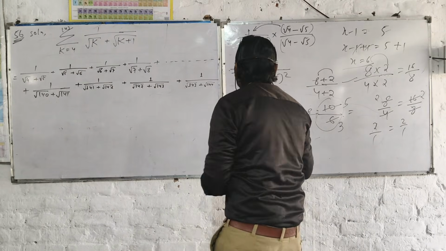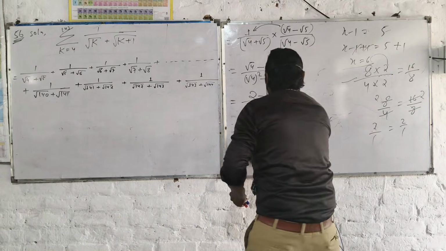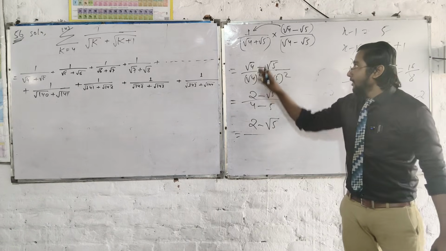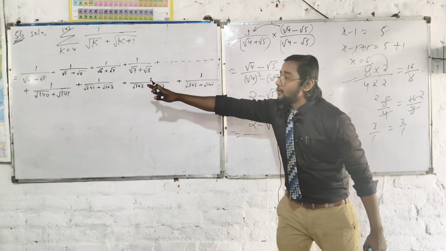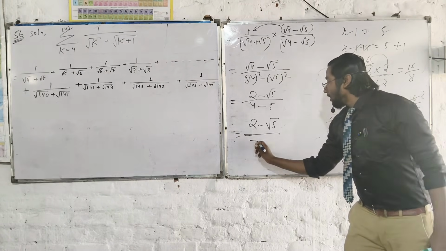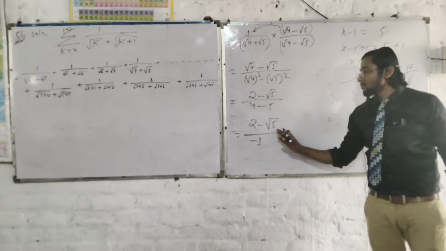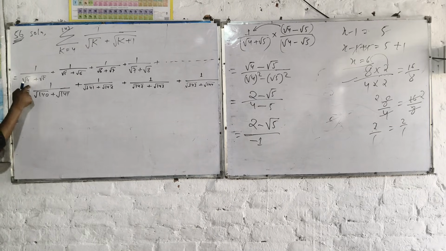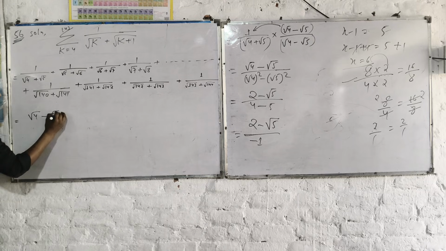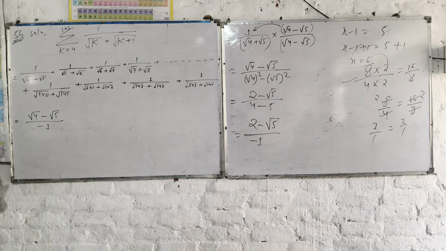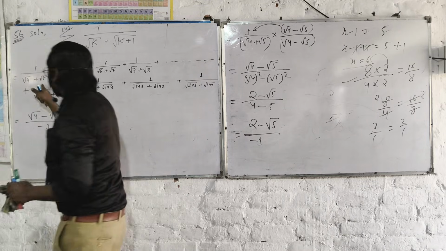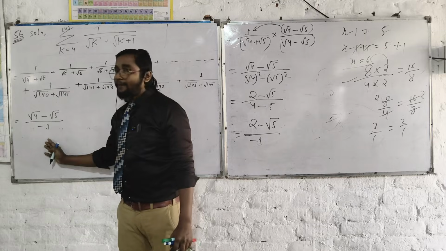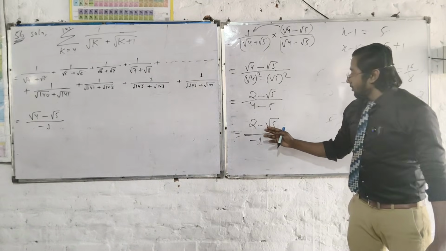Okay, what I'm asking now: you will get the result finally after solving 1 by root 4 plus root 5. You will get the second term, 2 minus root 5 by -1. So I'm going to write it directly here, root 4 minus root 5 by -1. I'm not going to do the rationalization here, the whole process you will do by yourself. Actually, 1 by root 4 plus root 5 can be written as root 4 minus root 5 by -1.